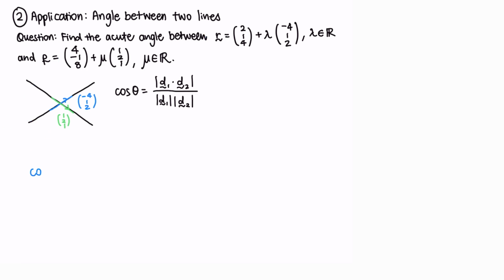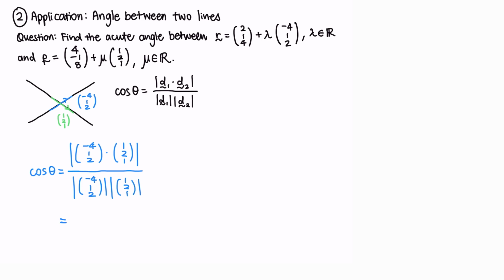Let's do this. Cosine theta equals mod d1 dot d2. That's just the two directional vectors dotted. So let's do that. (-4, 1, 2) dot with (1, 2, 1). And this modulus sign over here is slightly different from the normal dot product formula, but I just have it there so that this will always return an acute angle. And we have this over the magnitude of the first directional vector times the magnitude of the second directional vector.